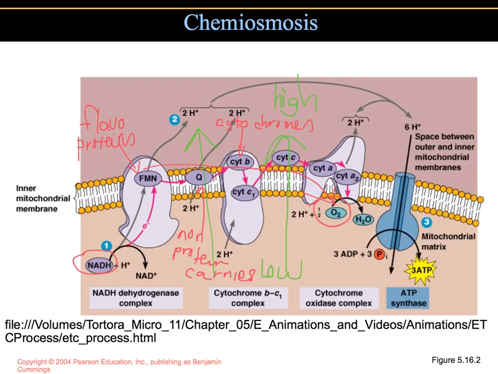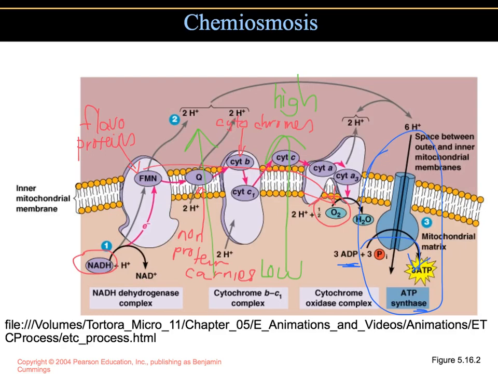Now, the last part here, though, is the actual making of the ATP. Now, as you can see here, the ATP is generated right in the ATP synthase. So this is an enzyme. It has the ASE ending, and this is what is going to be used to phosphorylate the ADP and turn it into ATP. So how does this happen?